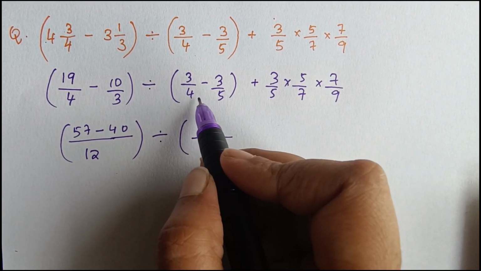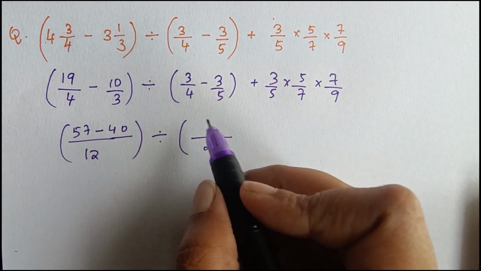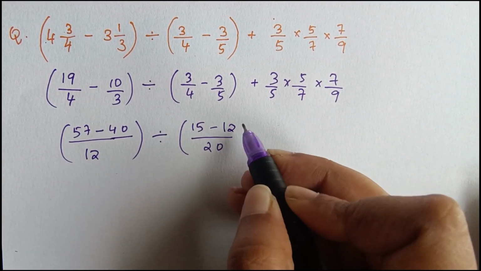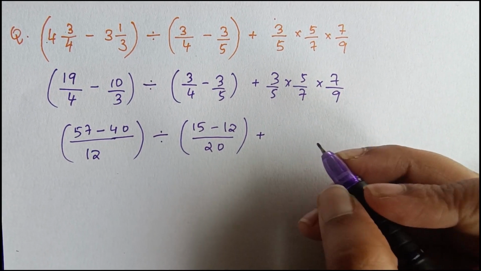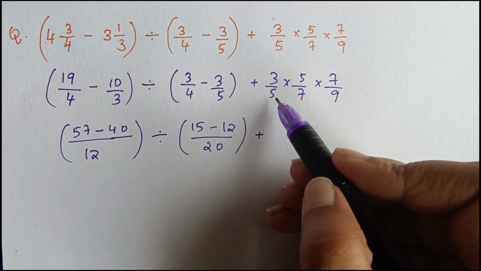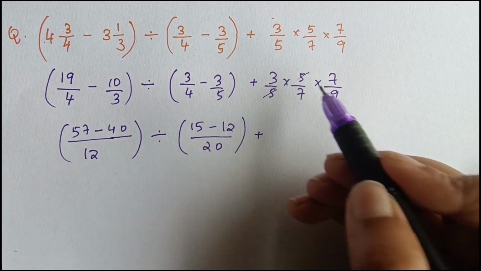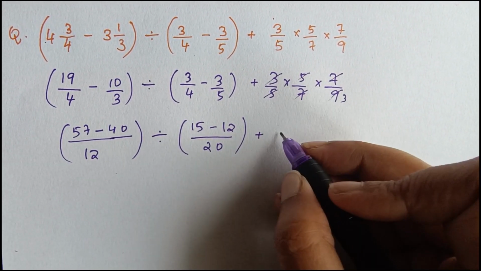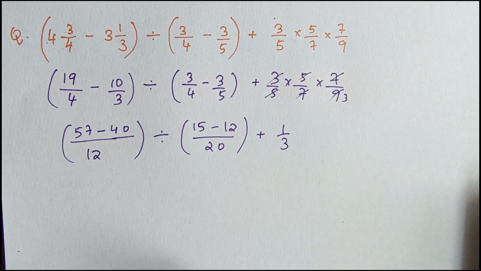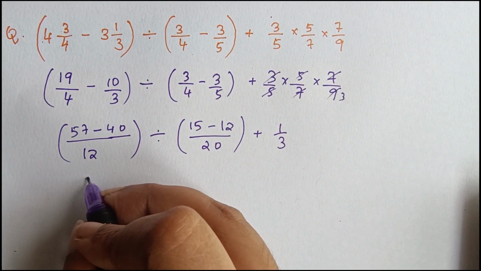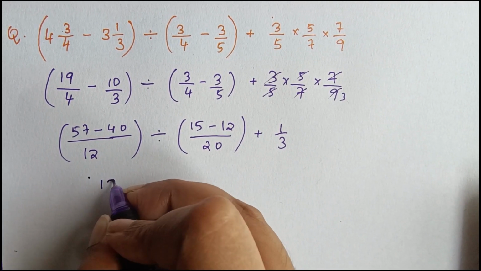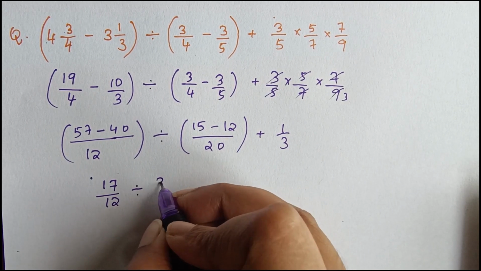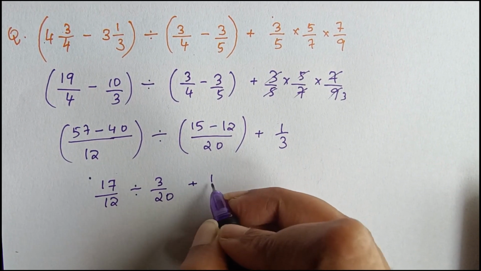So 4 into 5 is 20. So 3 into 5 is 15. 5 into 4 is 20. So 3 into 4 is 12 plus, this one actually you can solve it easily. 5 and 5 is cancelled, 7 and 7 is cancelled, 3 and 9 is. So here the answer is 1 by 3. Now 57 minus 40 is 17 by 12 divided by 15 minus 12, 3 by 20 plus 1 by 3.